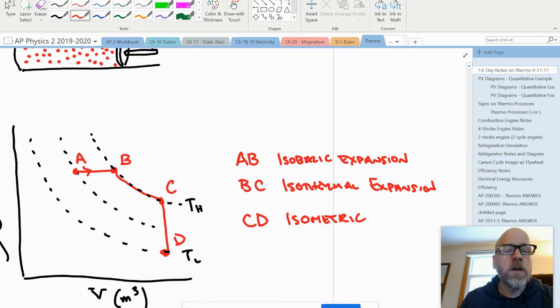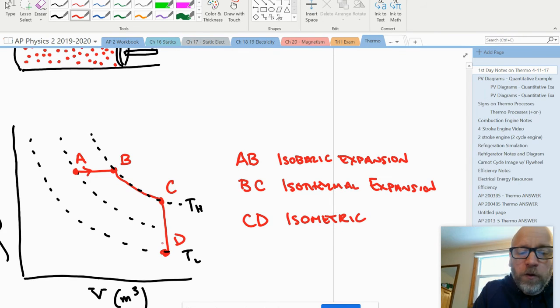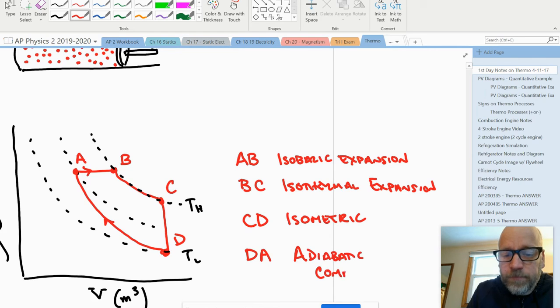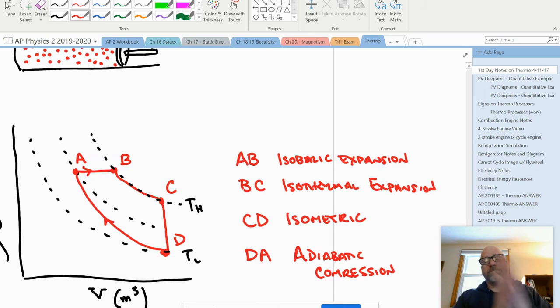Okay. From C to D, we are going to have adiabatic compression. Or, I'm sorry. I can't believe I have to do these all in one take. Adiabatic compression. I will explain that all tomorrow.